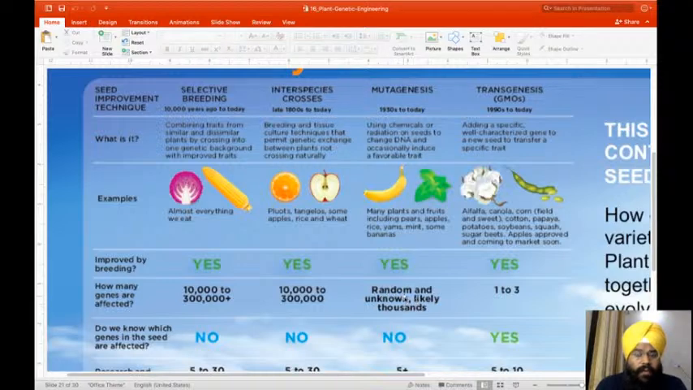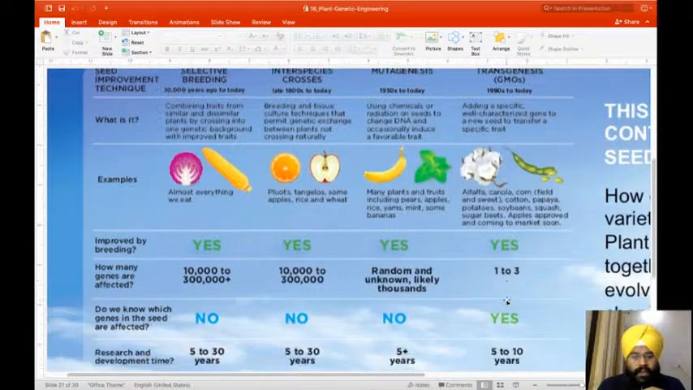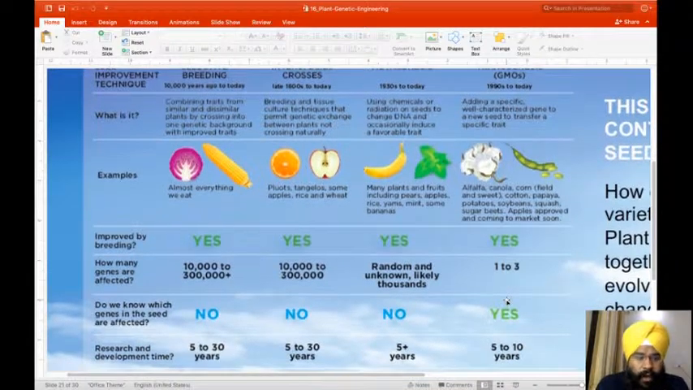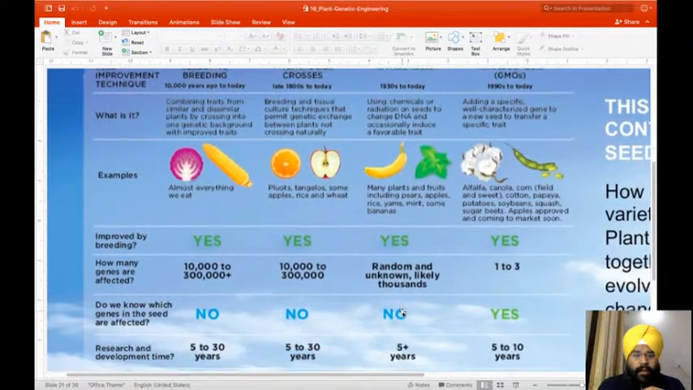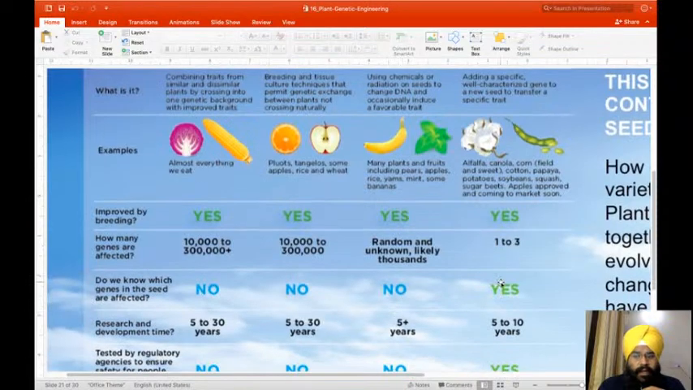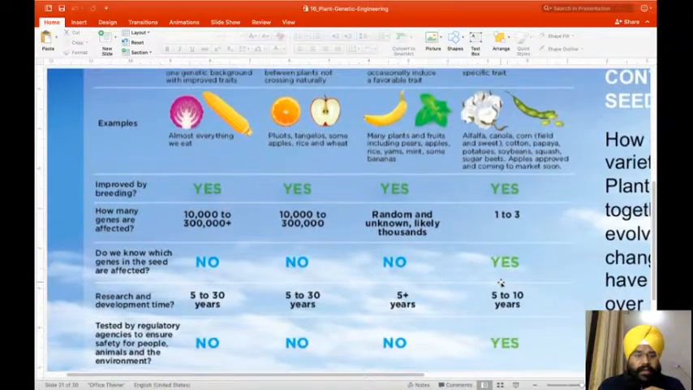We don't know how many mutagenesis are being affected. But in GMOs, we know that we are particularly affecting these genes and not any other genes. So in this case, only one, two, or three genes are affected. In the third case, we are not aware of which genes in the seeds are affected, but in the fourth case, yes, we are aware that we are affecting these genes.